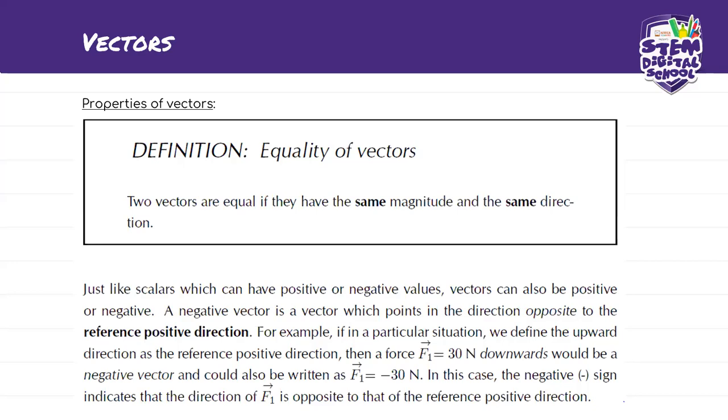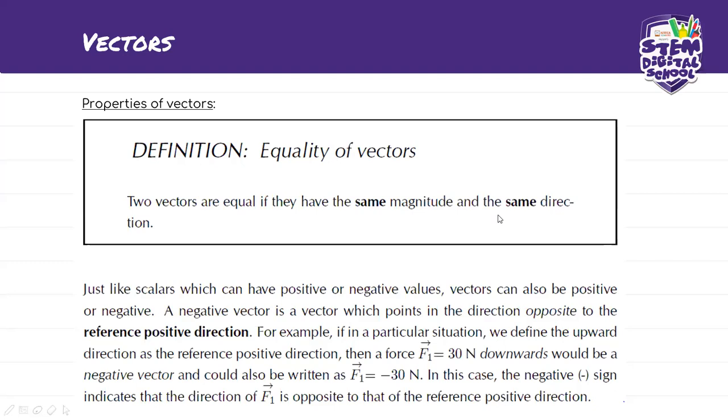In this case, with vectors, as much as scalars also have positive and negative direction, with vectors you need to be able to choose a direction, okay? So a negative vector is a vector which points in the direction opposite to the reference positive direction. For example, if in a particular situation we have the upward direction as the reference positive direction, then the force F1, which is 30 Newton downwards, would be your negative vector and could also be written as negative 30 Newton. In this case, the negative sign indicates that the direction of F1 is opposite to the reference positive direction.